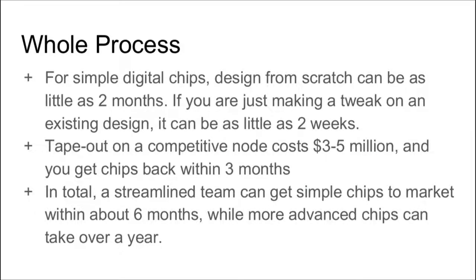So on the whole, if you're doing a simple digital chip, you can get a design done in maybe 2 to 3 months. If you already have a design completed and you're just tuning it to match a new algorithm, you can get it done in as fast as 2 weeks. And then you have to tape out. If you're taping out at 16 nanometer or 14 nanometer, it's going to cost you between $3 and $5 million. That's just to make the masks and to get the foundry interested. In total, a really streamlined process, at least at 14 nanometers, is probably going to take around 6 months. If you have a more complicated chip design, the design phase is going to be longer, and that's going to push your timeline out.